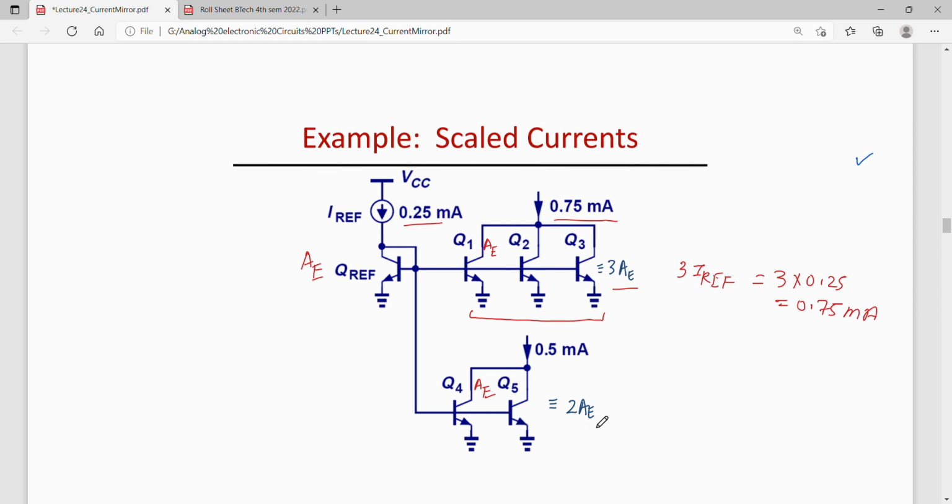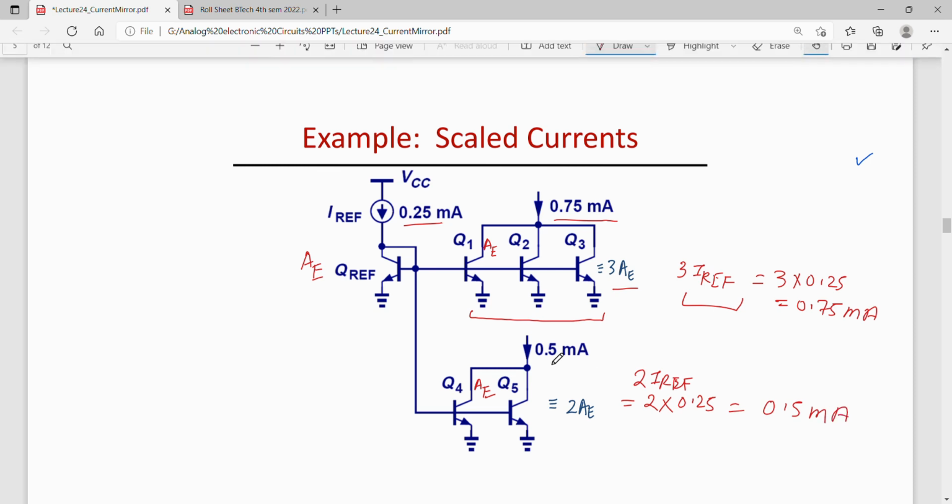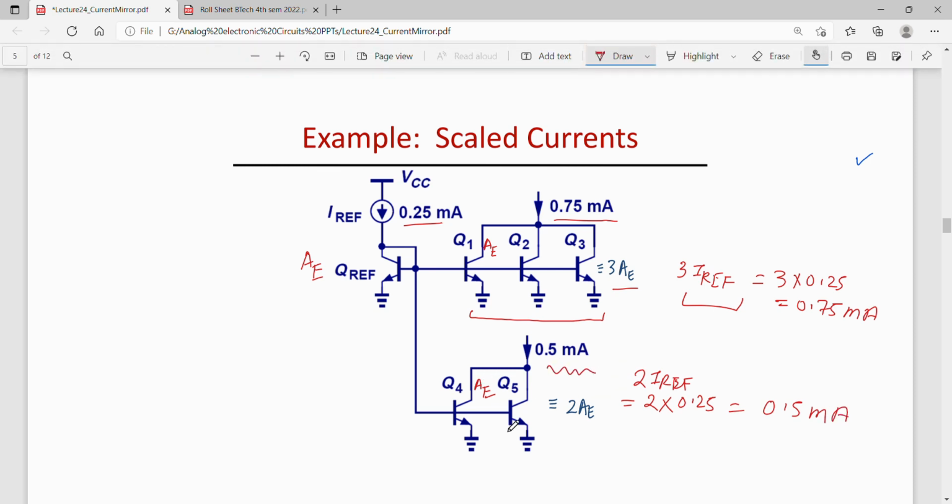Similarly here, 2 times the emitter area, right? So that means 2 IREF, or 2 multiplied by 0.25, or 0.5 milliamperes. So the current here has scaled up. Here it is 0.75 milliampere, here it is 0.5 milliamperes.